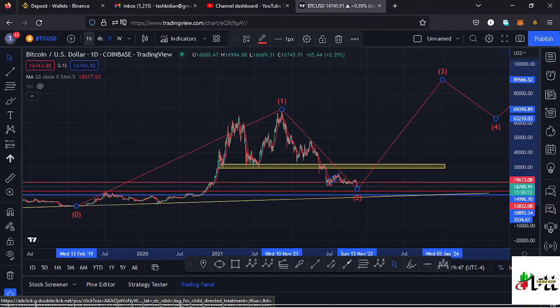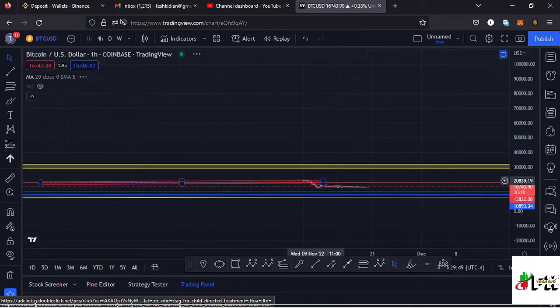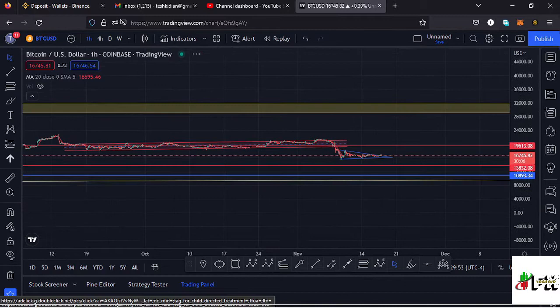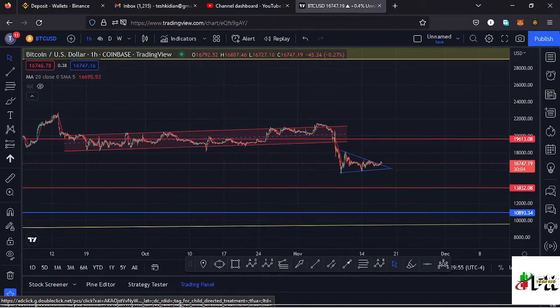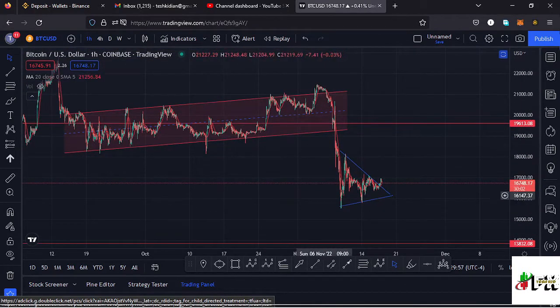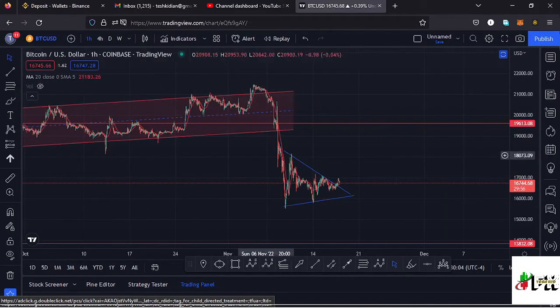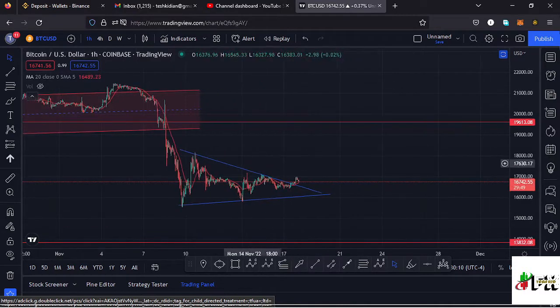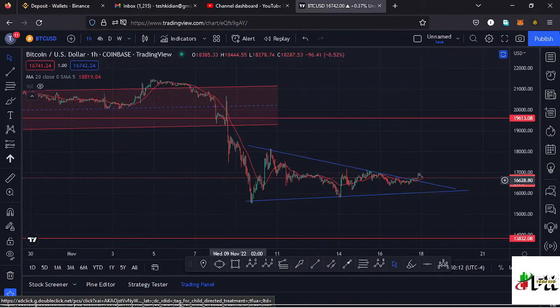Jumping to the 1 hour chart so that we can see what movements we have here and what short-term scenarios can play out on the BTC chart. You can see that before we saw that low at around the $15.5K mark, we had been trading within this channel, and we managed to break out of the channel after the FTX saga. After that, we made our low, and after making that low, we have been seeing a bit of a recovery to the upper side.